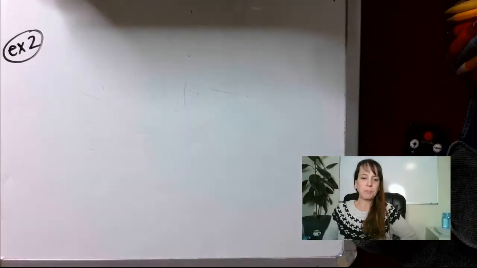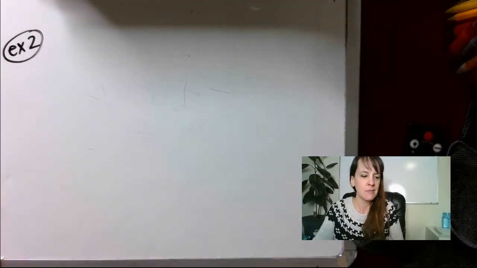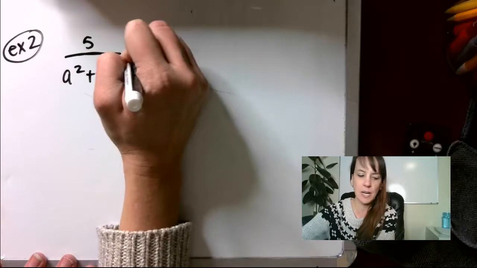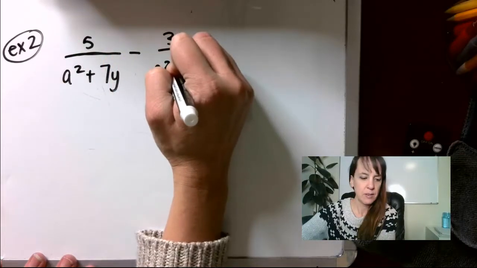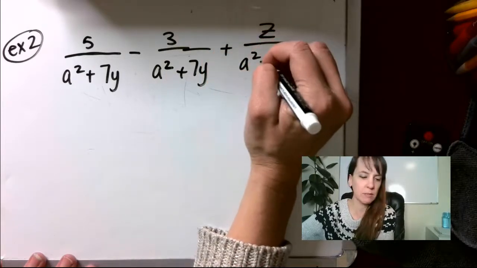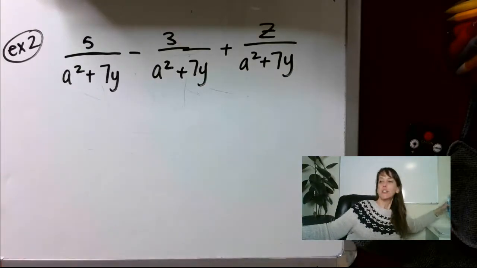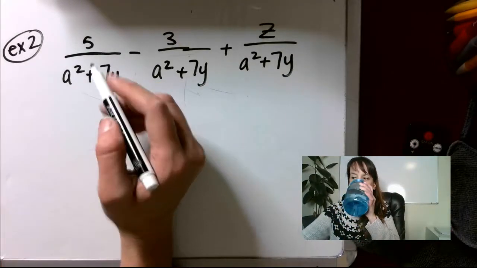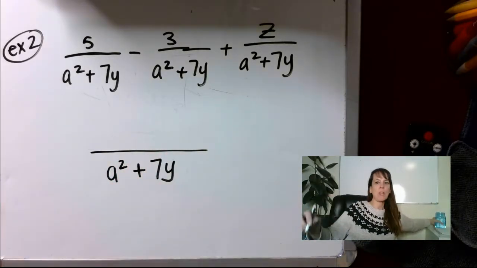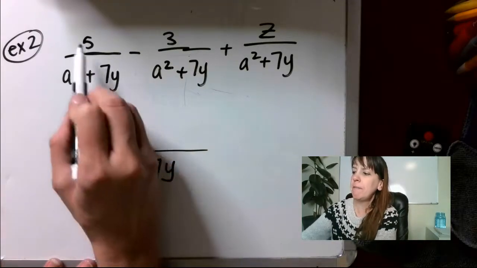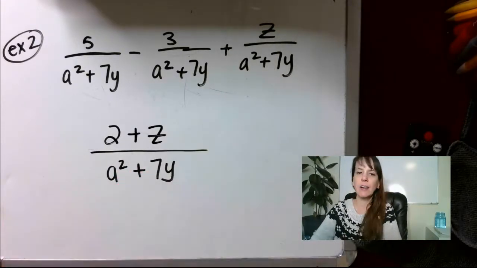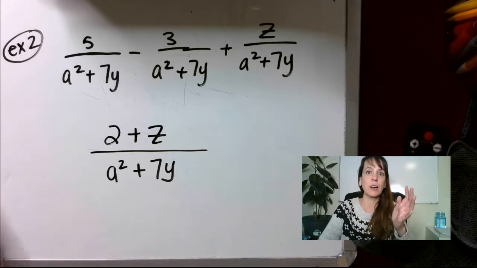Example number 2, we have 5 over a squared plus 7y minus 3 over a squared plus 7y plus z over a squared plus 7y. All right, guys. So what we're going to do is, that's a common denominator. We're going to do 5 minus 3, which is 2, plus z. That's our simplified version.